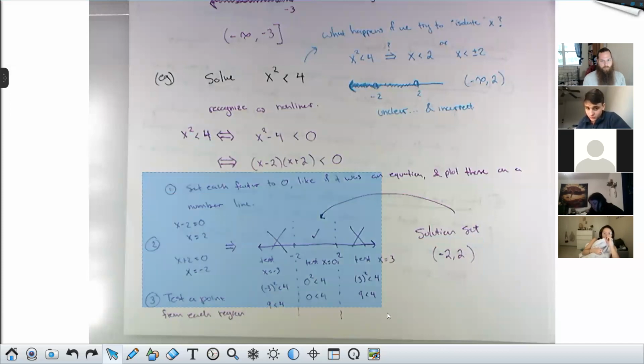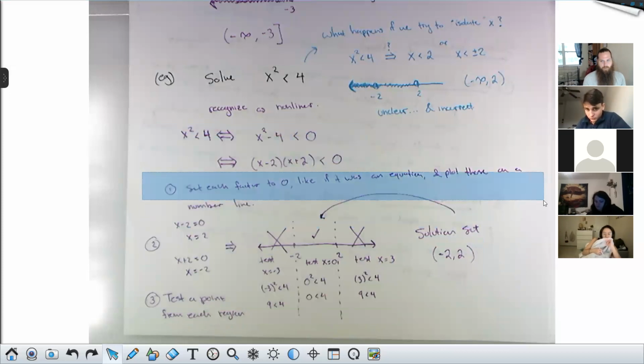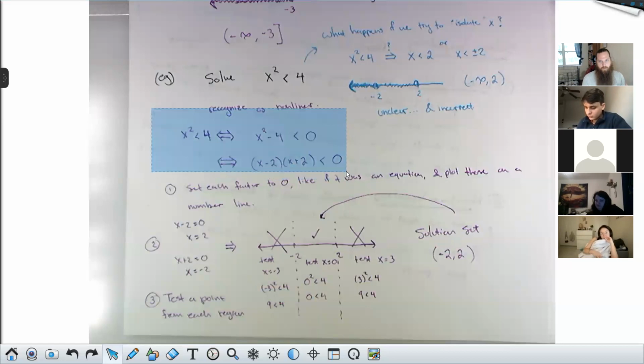So this is your procedure. First, pull everything to one side, then set each factor to 0 like you're solving an equation, plot those on a number line, and test a point from each region. And again, for all the problems that I'm giving you in this first homework set, these first few steps are done for you because we haven't talked about factoring and stuff like that yet.